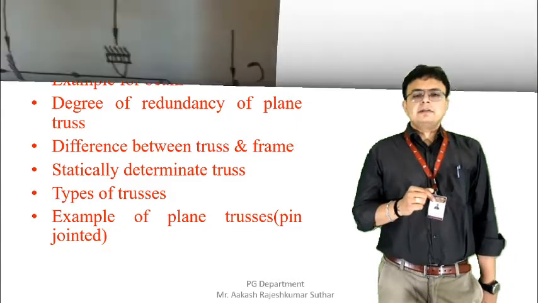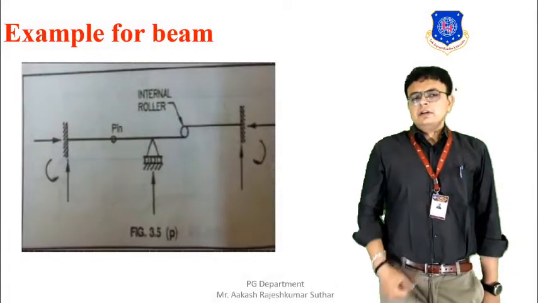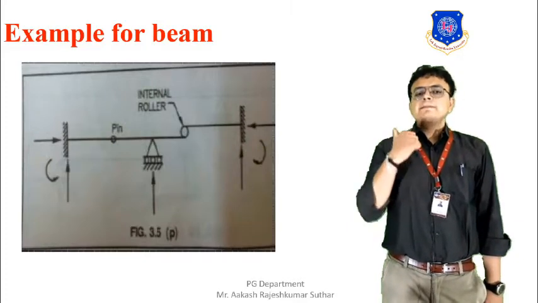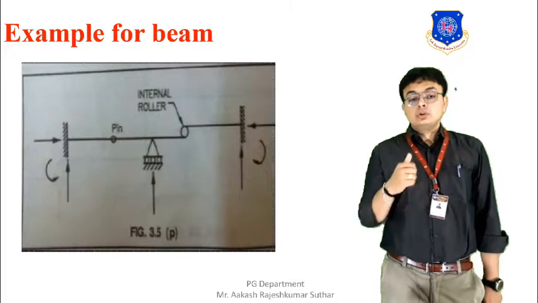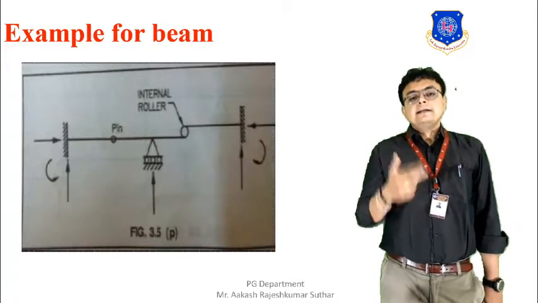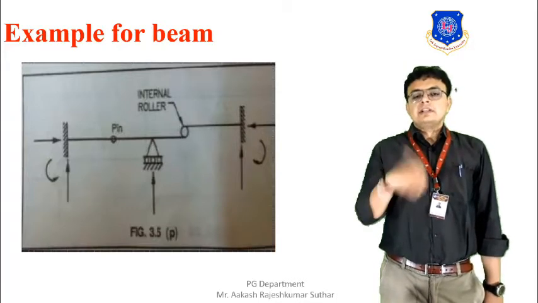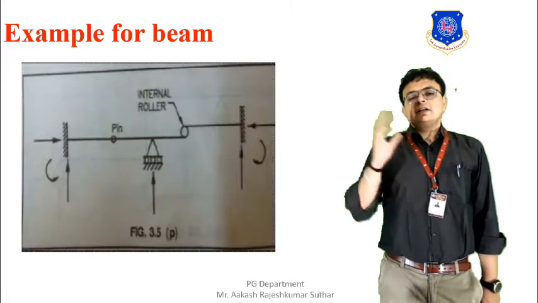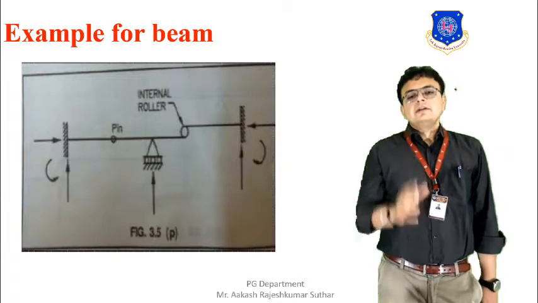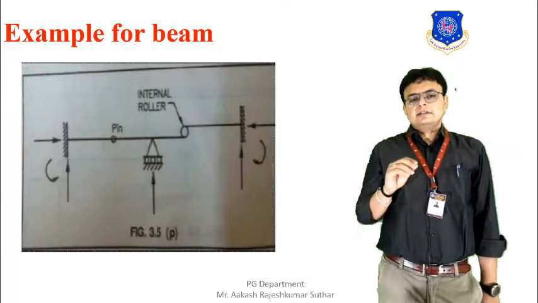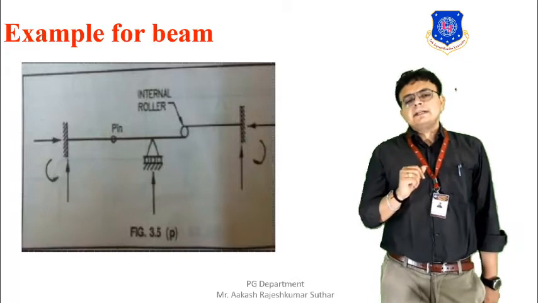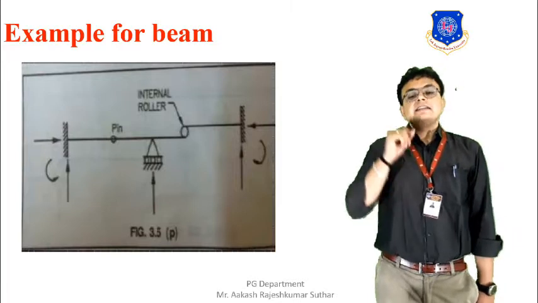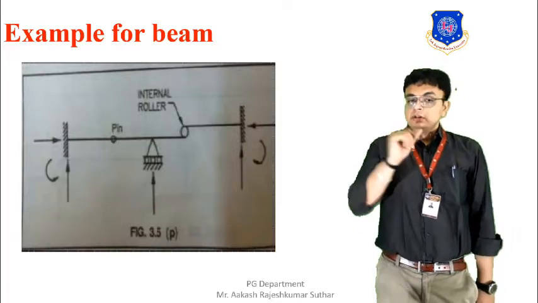Let's start with our first topic. First of all, you can see over here that there is a beam. You can see a horizontal beam whose both ends are fixed. You can see on the left side and on the right side that the beam is connected with a fixed support. It is a fixed support at both the ends. And in the middle of the span of the beam, you can see that there is a roller support.